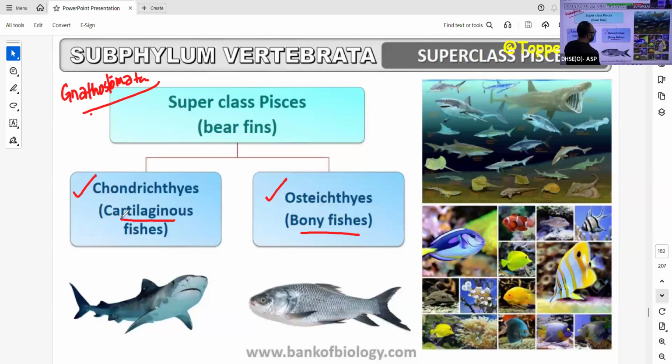Why? Because of the same reason. The vertebral column here is cartilaginous in case of Chondrichthyes. In case of bony fishes, the vertebral column is bony. Now, if you remember, I had mentioned two names here: Chondrichthyes or elasmobranch. This is important. Remember, this term is often used in examinations. So you need to know what these things are. So elasmobranch and teleost. Elasmobranch is for cartilaginous, and for bony fishes it is Osteichthyes.